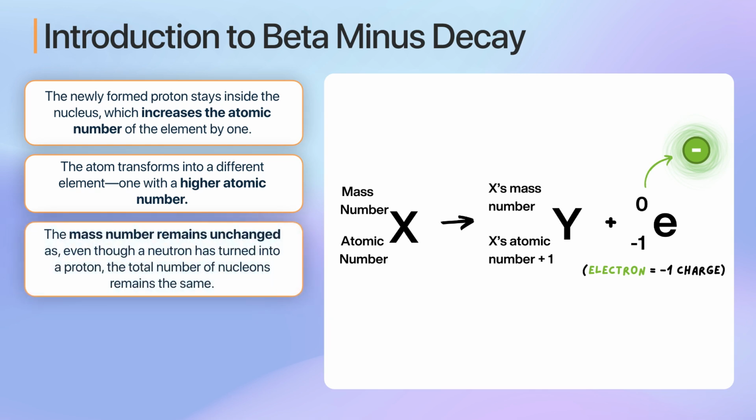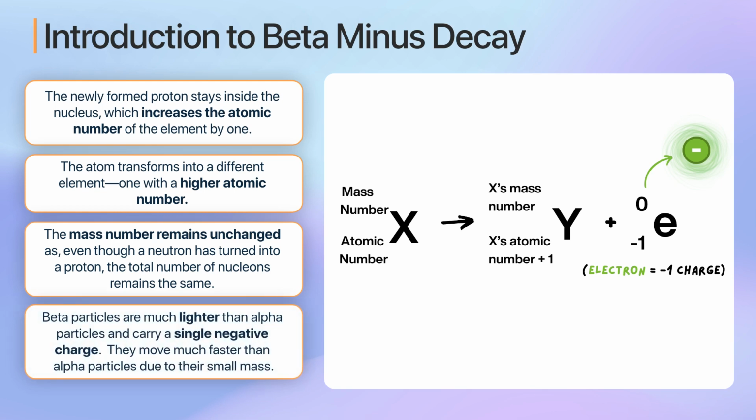Note that the mass number remains unchanged. This is because even though a neutron has turned into a proton, the total number of nucleons, protons and neutrons, remains the same. Beta particles are much lighter than alpha particles and carry a single negative charge. Because of their small mass, beta particles move much faster than alpha particles. Those properties greatly impact how beta particles interact with matter, as we will explore in an upcoming lesson.